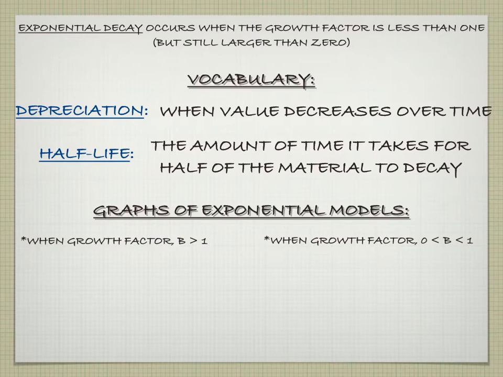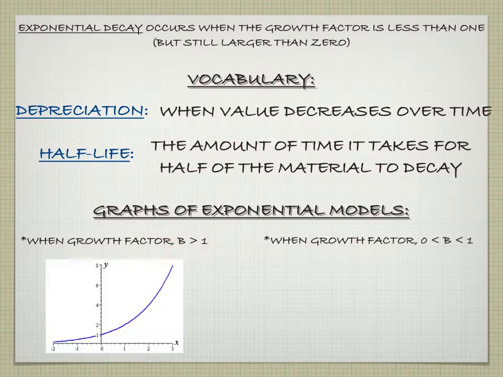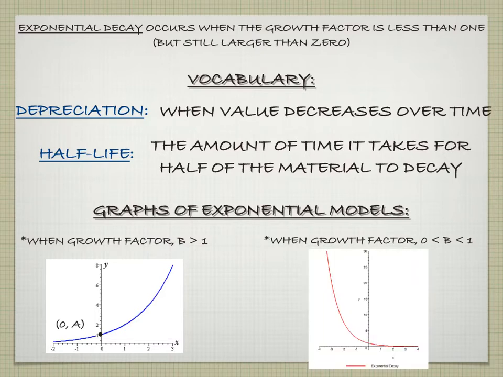And then we're going to move on and talk about graphs. So this over here, growth factor b greater than 1, this is actually what we did yesterday. And what we did yesterday, our graphs always look like this. Today we're looking at growth factors when b is between 0 and 1, so still positive, still bigger than 0, but smaller than 1. It's not going to be growing anymore. Okay, it's not going to be getting bigger. Instead, it's going to be getting smaller.